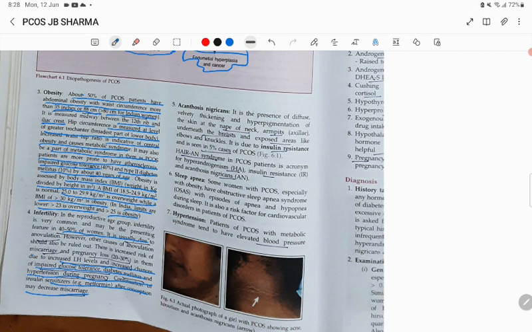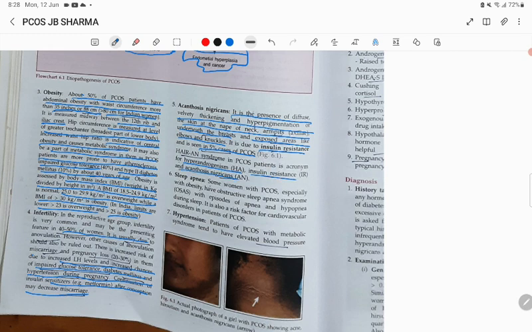Another thing is acanthosis nigricans. It is the presence of diffuse velvety thickening and hyperpigmentation of the skin of the nape of the neck, armpits, axilla, underneath the breast, and exposed areas like elbows and knuckles. It is due to insulin resistance, seen in 5% cases of PCOS. HAIR-AN syndrome in PCOS patients is an acronym for hyperandrogenism, insulin resistance, and acanthosis nigricans.